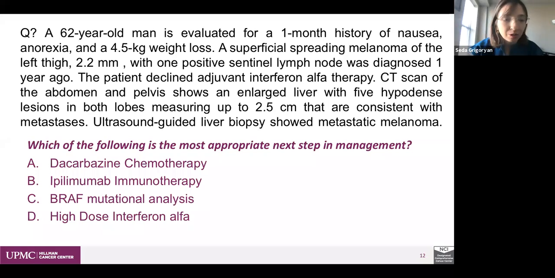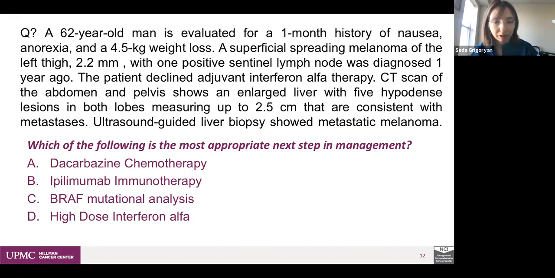A 62-year-old man is evaluated for a 1-month history of nausea, anorexia, and a 4.5 kilogram weight loss. A superficial spreading melanoma of the left thigh, 2.2 millimeters, with one positive sentinel lymph node, was diagnosed 1 year ago. The patient declined adjuvant interferon alpha therapy. CT scan of the abdomen and pelvis showed an enlarging liver with 5 hypodense lesions in both lobes, measuring up to 2.5 centimeters that are consistent with metastasis. Ultrasound-guided liver biopsy showed metastatic melanoma. Which of the following is the appropriate next step of management?